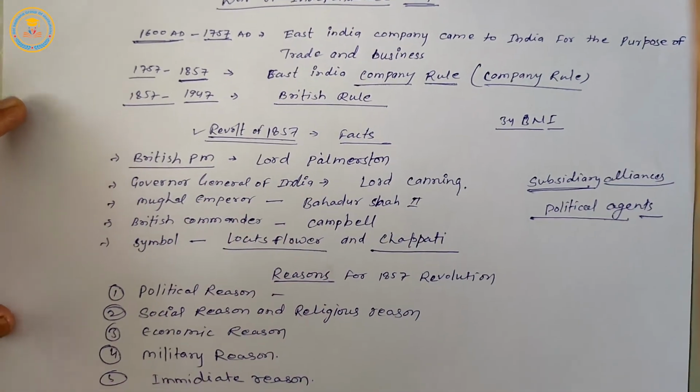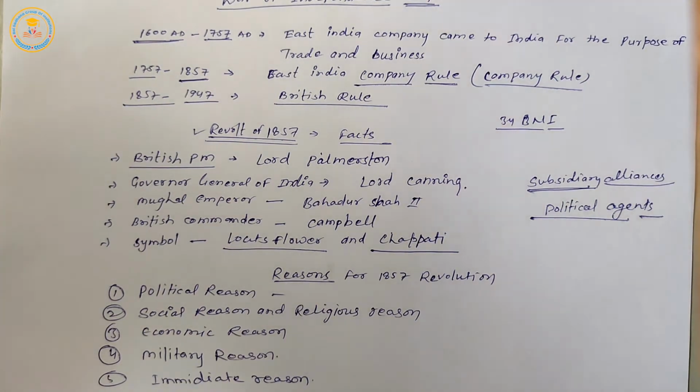Fifth, the British government annexed the state of Awadh in the name of maladministration. And last, there was resentment in the feudal class also. So this is the political reason.